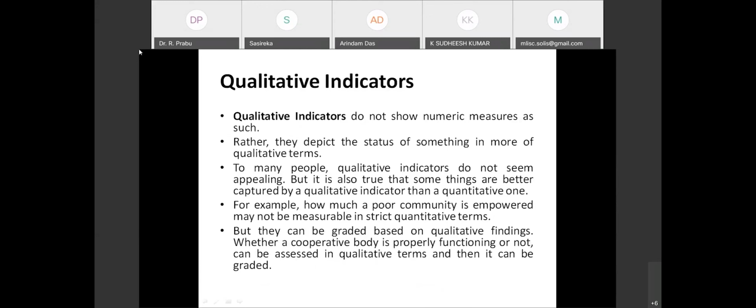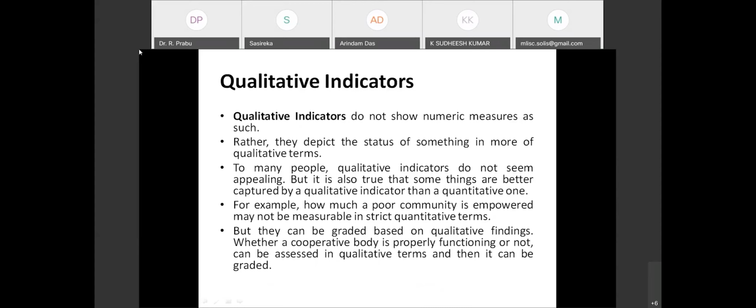Then the other component is qualitative indicators, which do not show numeric measures as such, rather they depict the status of something in qualitative terms. To many people qualitative indicators do not seem appealing, but it is also true that some things are better captured by a qualitative indicator than a quantitative one.